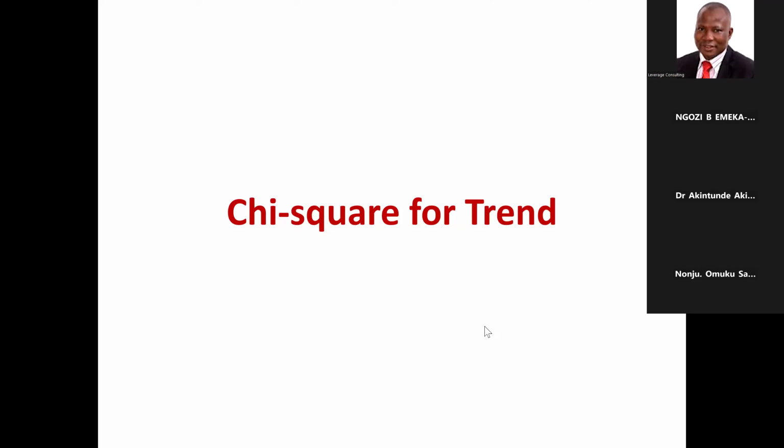Yes, we started our discussion on chi-square. The last one, we looked at Pearson's chi-square, likelihood ratio chi-square, and corrected chi-square. We also talked about Fisher exact test. Today, we want to look at maybe another one or two types of chi-square. Chi-square for trend.